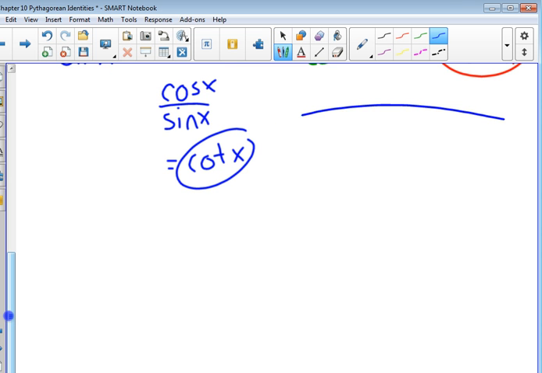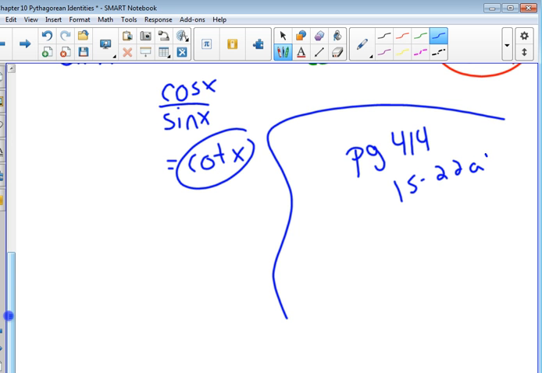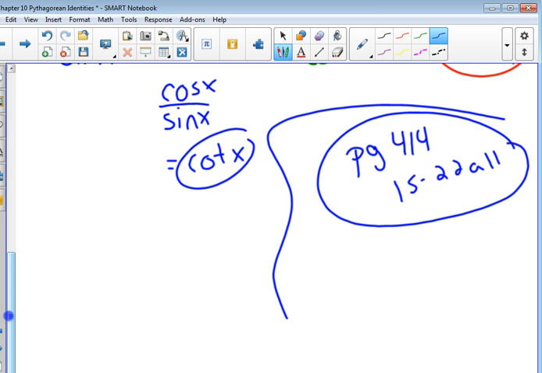It's craziness. All right. So here's your homework for tonight. 15 to 22, all. It's set up just like what we did in class. You're just doing one operation. Make sure you rewrite it in sine and cosine. Your quiz is tomorrow. Here's what's on it. Just this stuff right here.